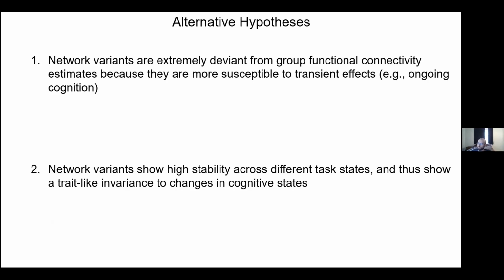And it's also possible that network variants show high stability across different task states. And this would support that they have a trait-like invariance to changes in cognitive states. And the trait-like invariance thing is something that's important because, especially if you're thinking about network variance as potentially being useful as something like biomarkers, you would ideally want something that's pretty invariant across time and state so that you could measure it at one point and, months later, or even if somebody was thinking about something else, for instance, during a resting state, this functional connectivity associated with network variance wouldn't change very much. It would be pretty stable. So it would be a stable trait-like marker of some personality trait or something like that, or intelligence that you could measure at a later time point.